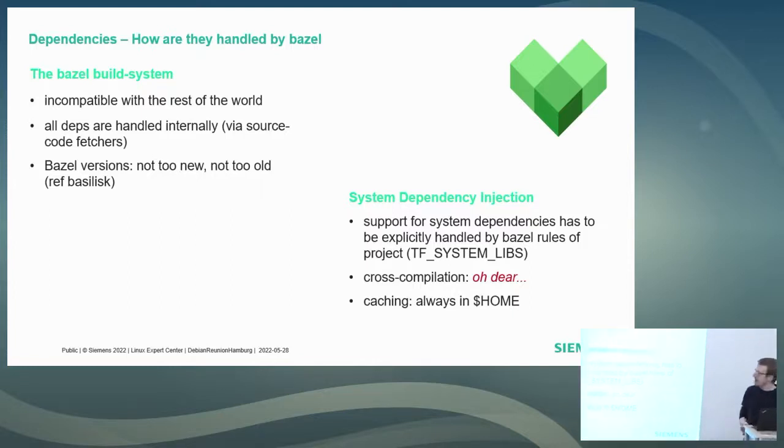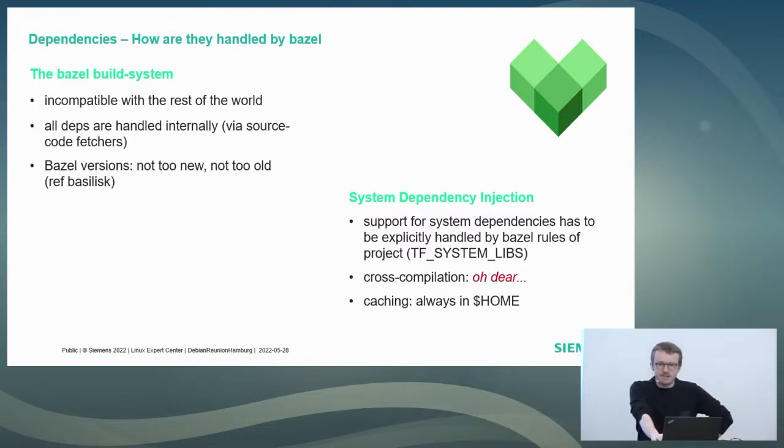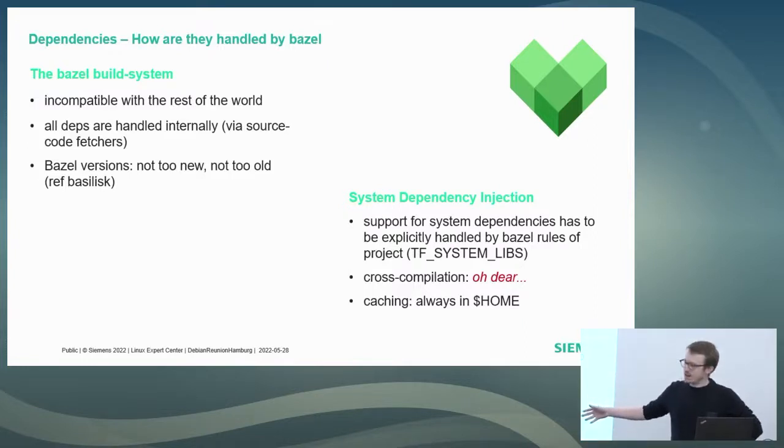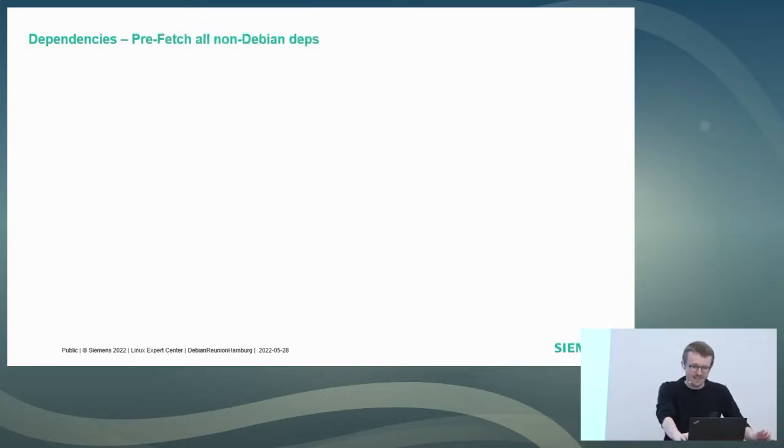Another problem was cross-compilation. This was really a nightmare, but a bit more about that in two slides. And then the Bazel cache is always in home. This is also a problem when building, because home might be shared, and actually you do not want to escape the builder.